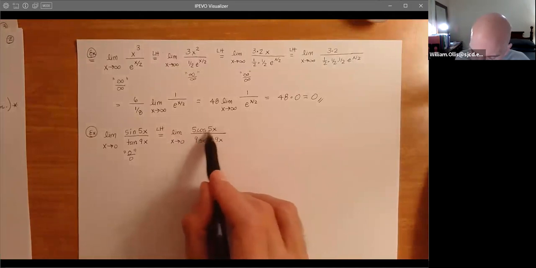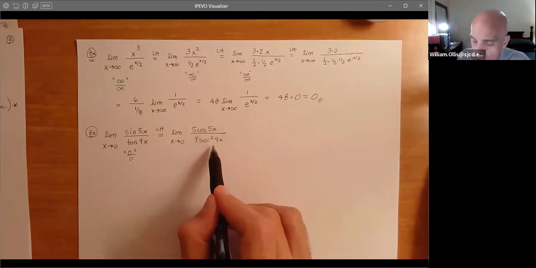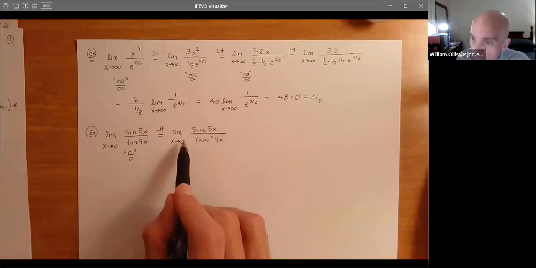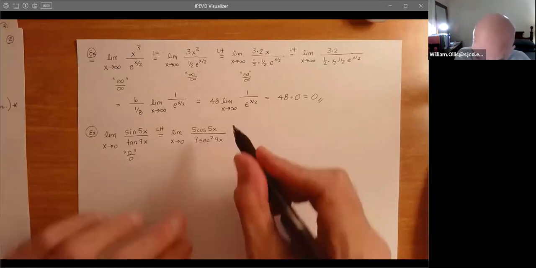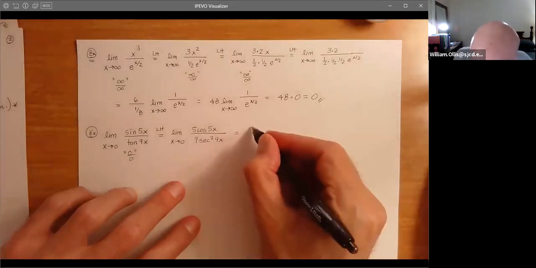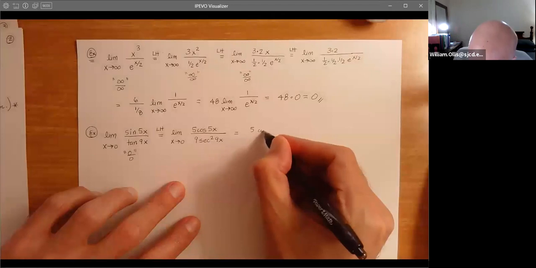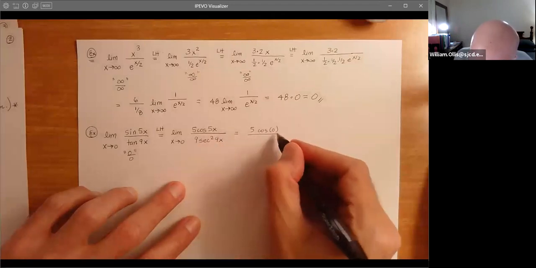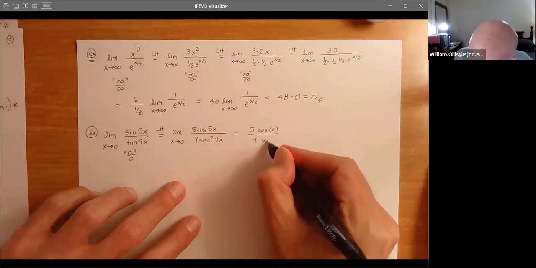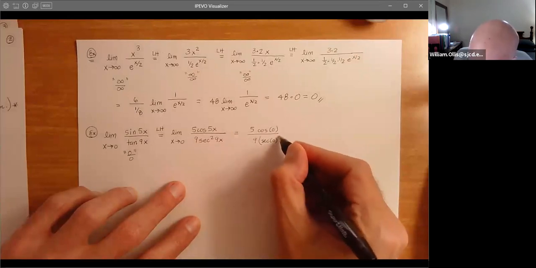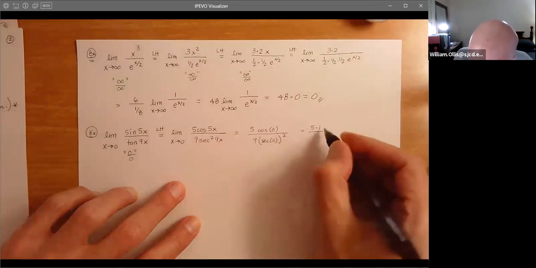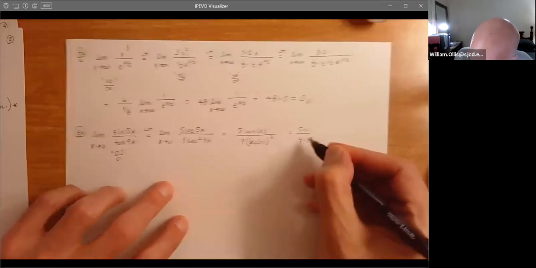So now we're thinking, okay, well, what's going on at 0? Well, now, again, we're in good shape. These two functions here, at least the cosine and the secant function, the secant squared, are continuous at 0. So now we can just pass to the limit by continuity. So by continuity, we get 5 cosine of 0, and then 9 times secant of 0, quantity squared. But this is just 5 times 1 and 9 times 1 squared, which is 5/9.